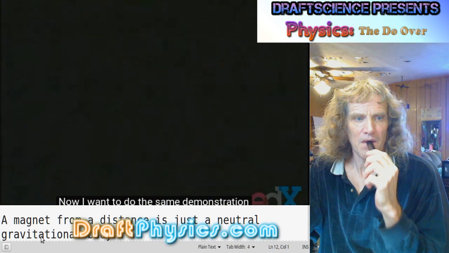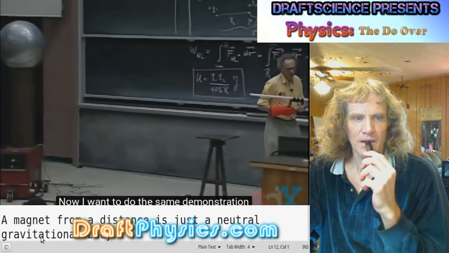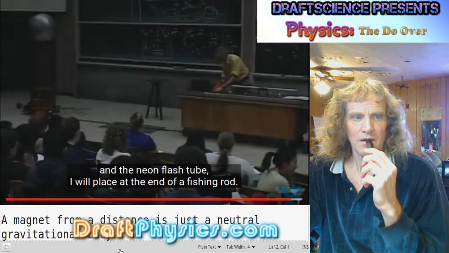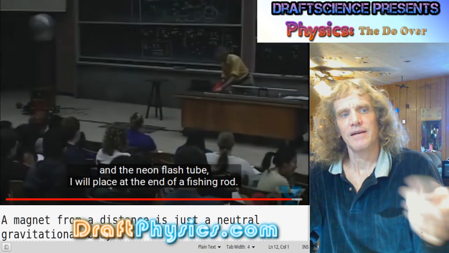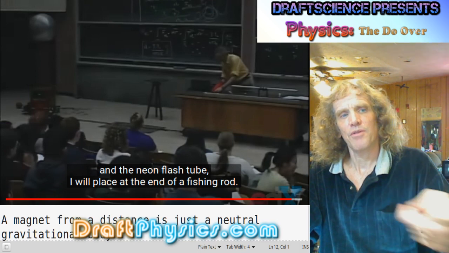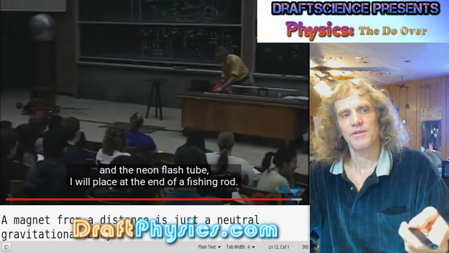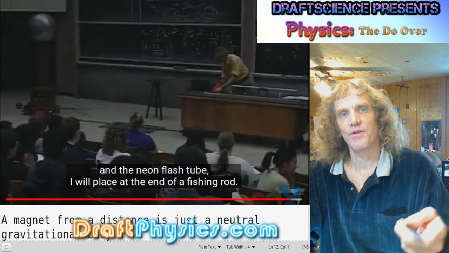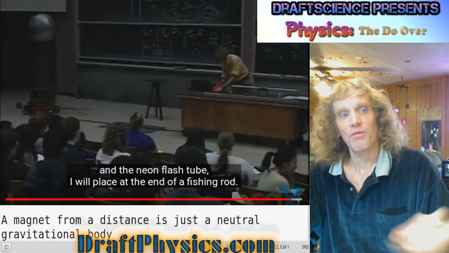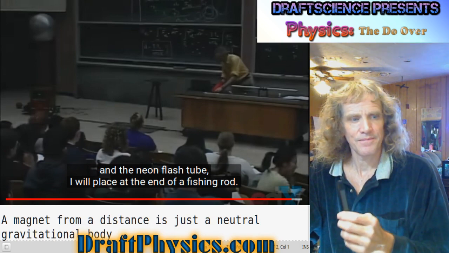Now I want to do the same demonstration with a neon flash tube. Funny thing is, you could hear his mic making sound because he had the bulb still close to him. So the bulb still is charged. The bulb has still got 150,000 volts in it. And you could kind of hear it. The electric field from the bulb was actually affecting his mic.